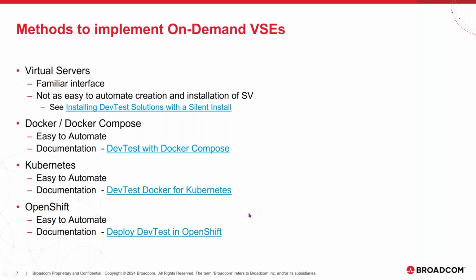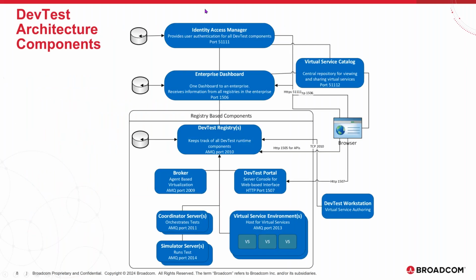So let's look at some architecture. All our components here: the Identity Access Manager, the Enterprise Dashboard, Catalog, Registry, Portal, Coordinator, Simulator, Virtual Service Environments. The only thing we really don't have in images is the broker and workstation. We don't provide those images.